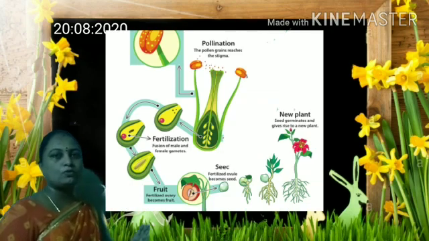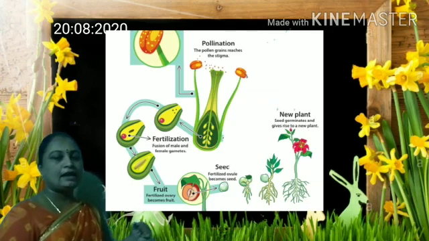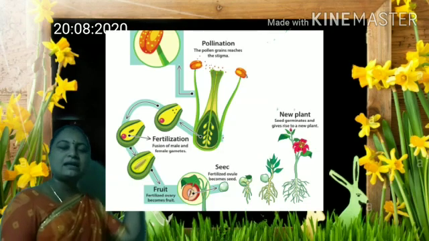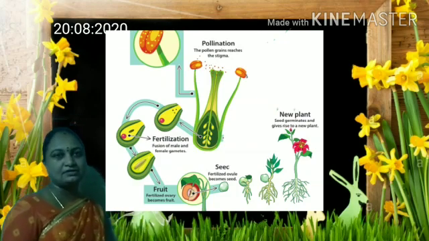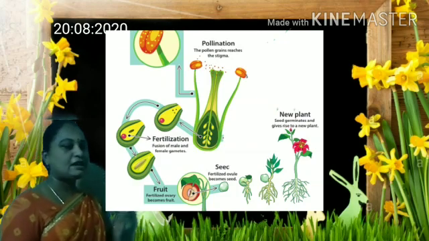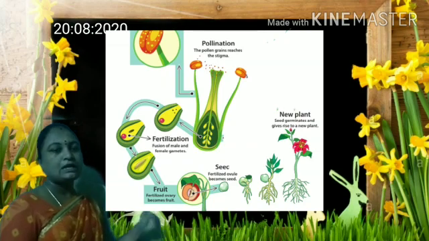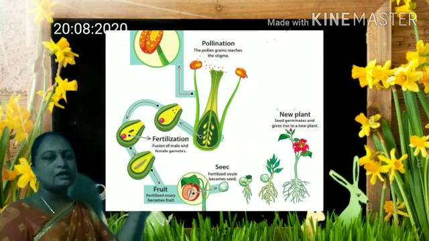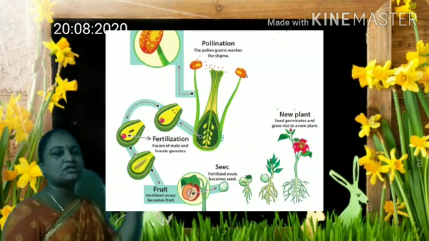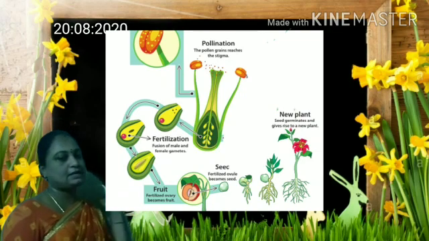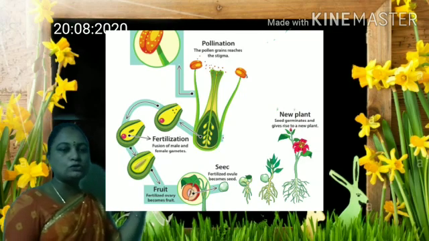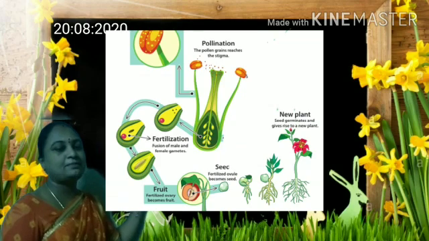Okay, now you know about fertilization. Then, where did this female gamete come from for fertilization? That we don't know. That we can see now. Inside the ovary, small round-like structures called ovules are present. In these ovules, the female gamete is present.